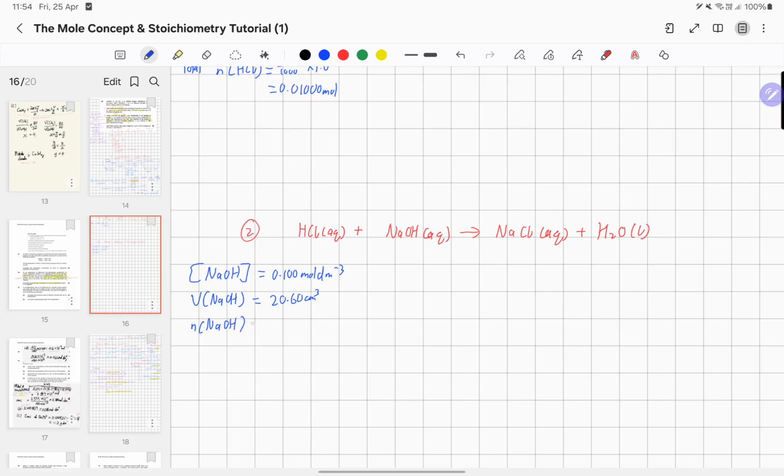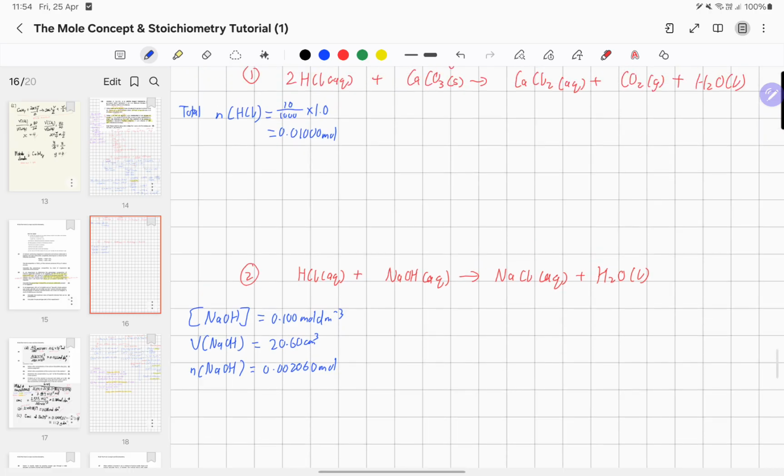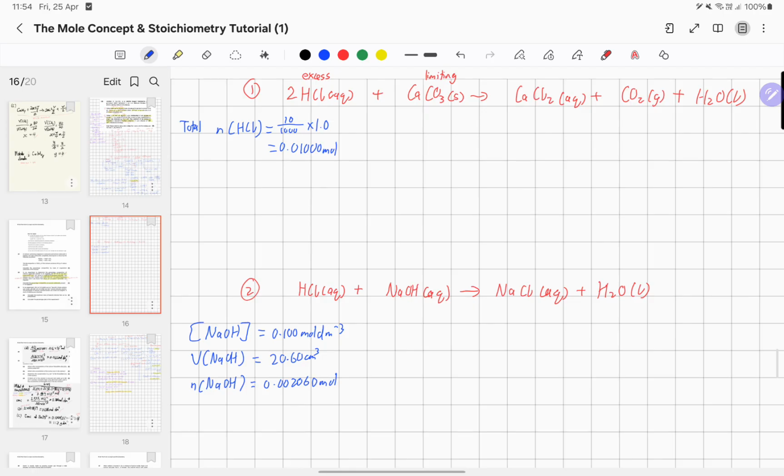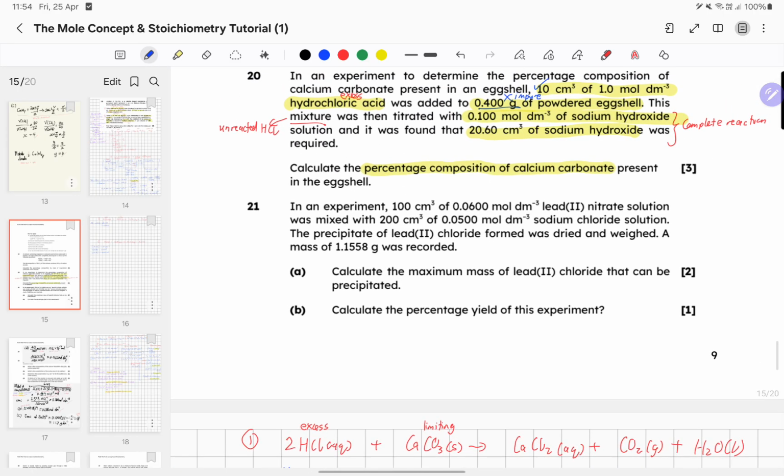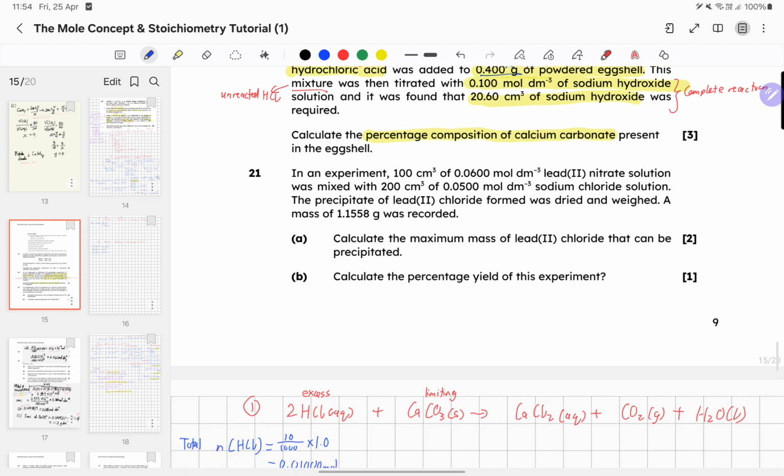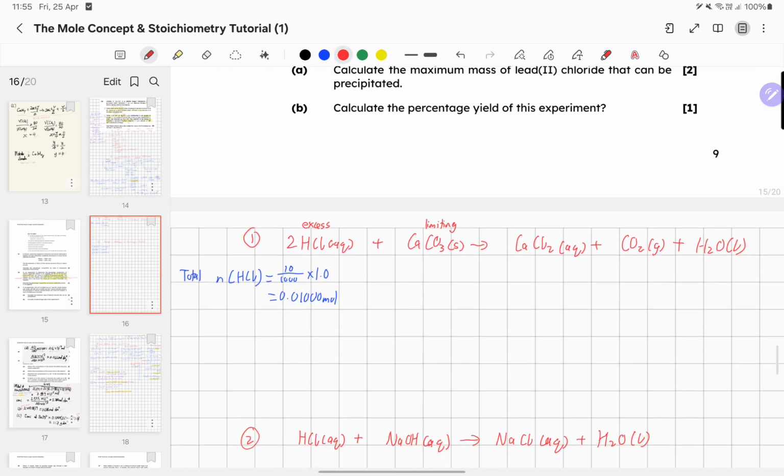So this will have been 0.002060 mole, right? And because I know the number of moles of NaOH reacted is 0.002060 moles, I want to find out, okay, so at the end of the day, I want to find out the percentage composition of CaCO3. If I want to find out what is the percentage composition of CaCO3, so this percentage composition will be equal to the mass of CaCO3 over the mass of powdered eggshell.